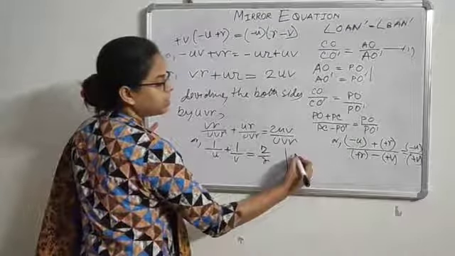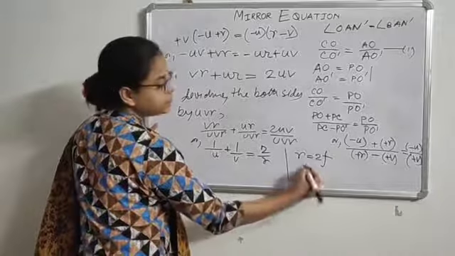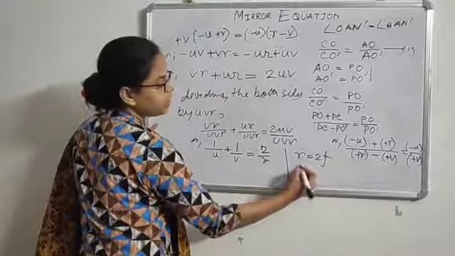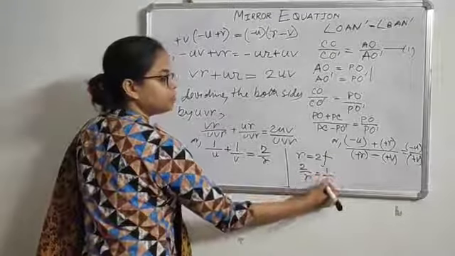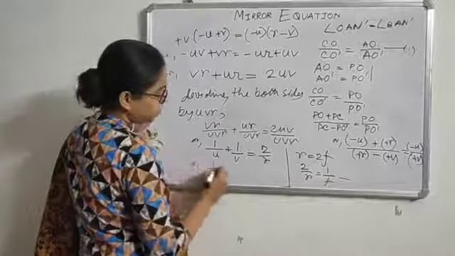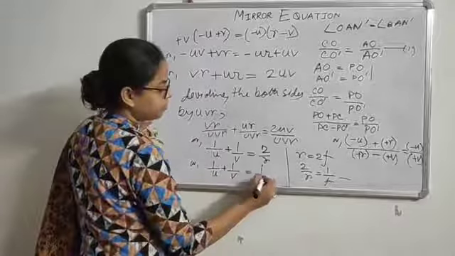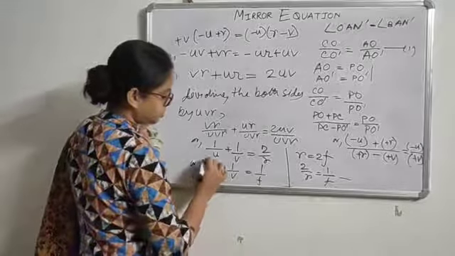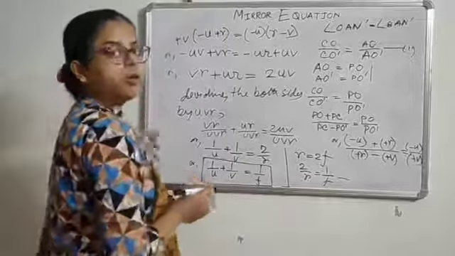We know that R equals 2F. Also, we can write 2 by R as 1 by F. Putting this, we get 1 by U plus 1 by V equals 1 by F. This is the mirror equation for convex mirror.